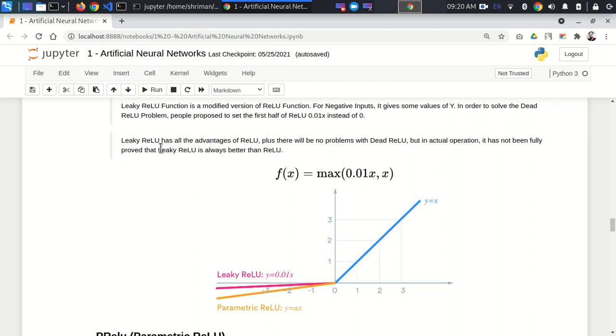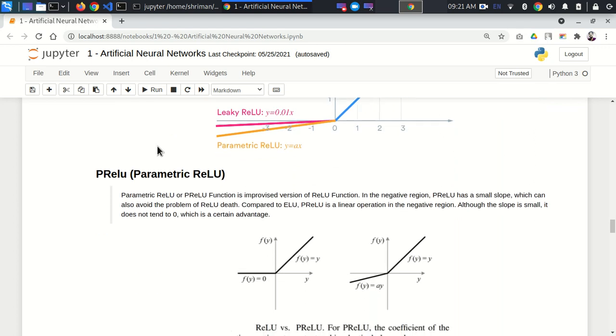So Leaky ReLU has all the advantages of ReLU, plus there will be no problems with dead ReLU, but in actual operation it has not been fully proved that Leaky ReLU is always better than ReLU. So there are some modifications and improvements people have made, but it will depend on whether ReLU is good for you or Leaky ReLU is good for you. You can try to do experiments from your side, and whichever activation function is giving a better result, you can go with that one.